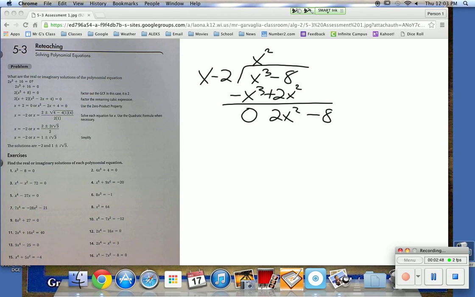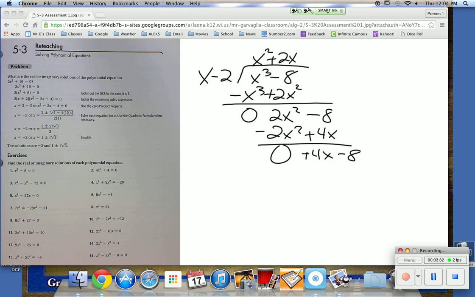Now we take the next step. We need to find, what do we multiply x by to get 2x squared? What do we multiply x by to get 2x squared? 2x, right? If we multiply this by plus 2x, then we come up with 2x squared. 2x times x is 2x squared. And 2x times negative 2 is a minus 4x. We're going to change the signs on each one of them. And then we're going to bring it down. This is 0. This is a plus 4x minus 8. We're going to carry that minus 8 down.